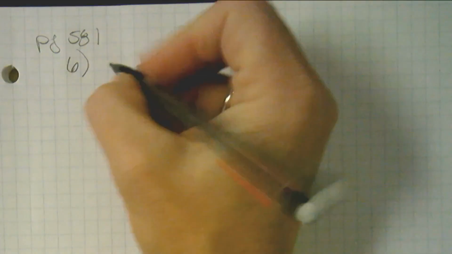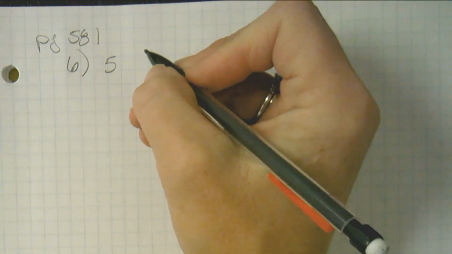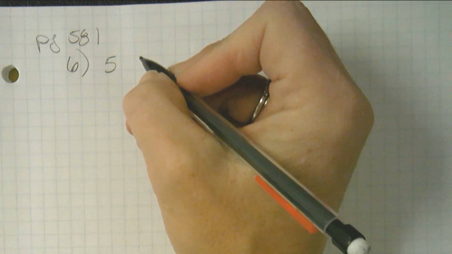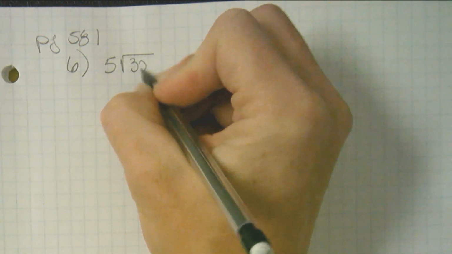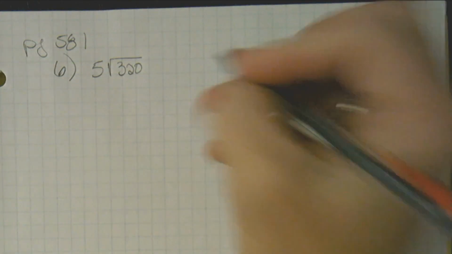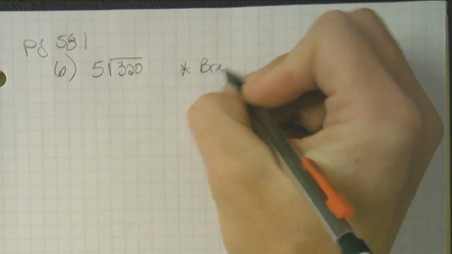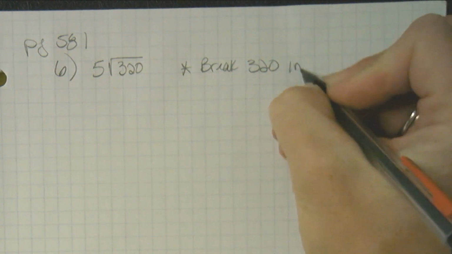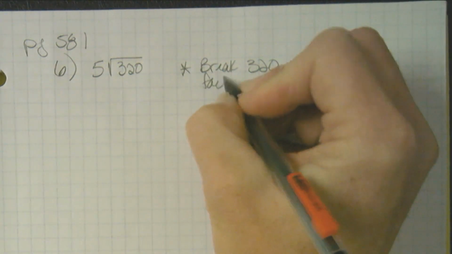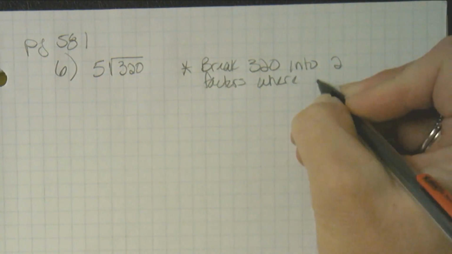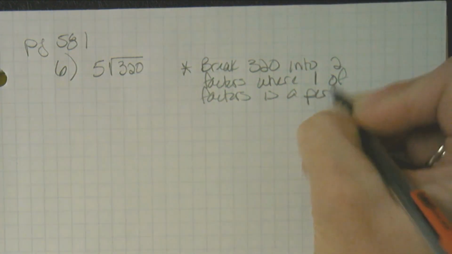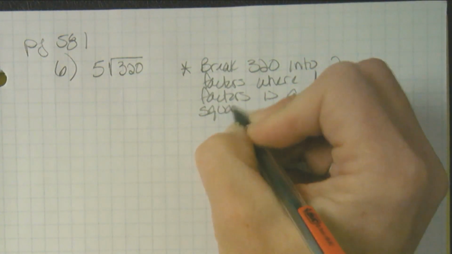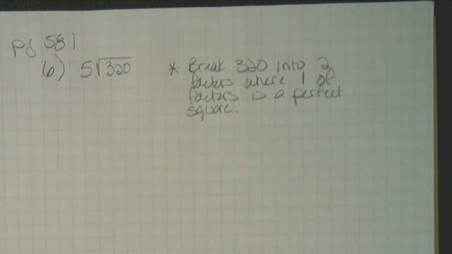All right, let's take a look at number 6. Number 6 said, I have 5. When I have a number touching a radical symbol, that means 5 times, okay? So 5 times the square root of 320. Now remember, our goal is we need to break 320 into 2 factors where one of the factors is a perfect square.